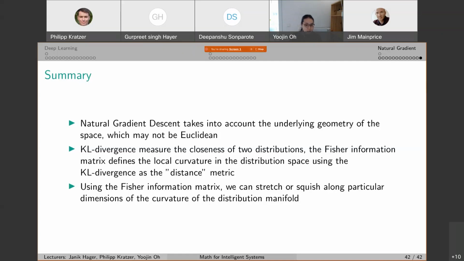Yeah, so that's it about natural gradients. Do I have any questions? Do you guys have any questions? Okay, if not, then I will pass it over to Philip or Jim.